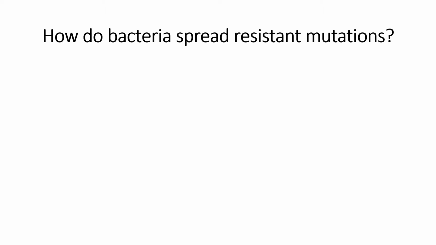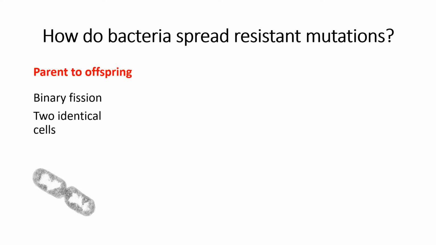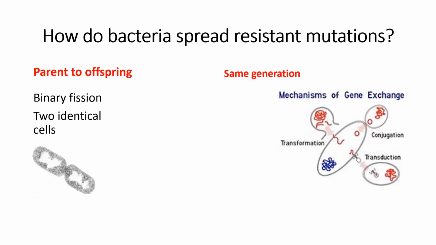There are two ways that resistant mutation is spread. Parent to offspring. A bacteria cell passes the mutation on when reproduction takes place. The process is called binary fission and produces two identical cells. Next is same generation. There are three ways for mutations to be passed this way.